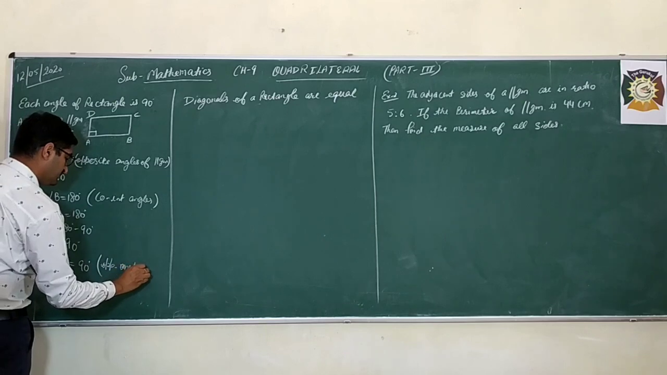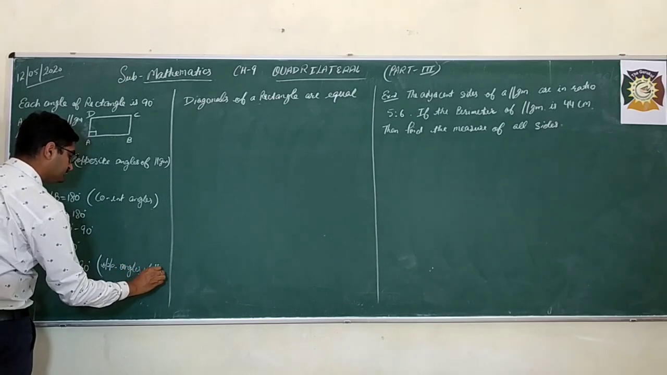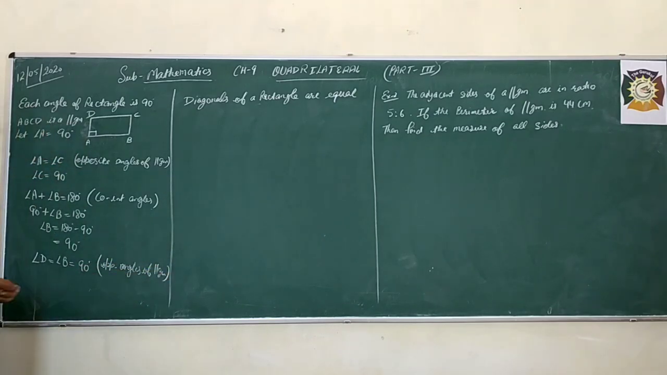Opposite angles of parallelogram. Now here you can see that we suppose that angle A is equal to 90. After that we prove that angle C is equal to 90, angle B is equal to 90, and angle D is equal to 90. So in this way we can prove that each angle of a rectangle is 90 degree.